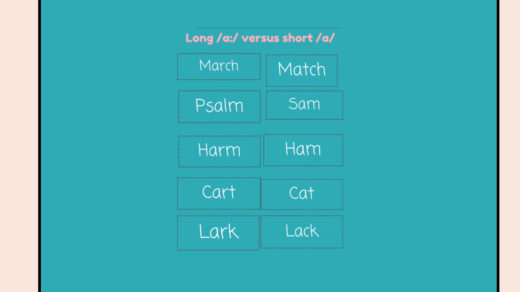I'll go over it again the other way around. March, match, Sam, ham, cart, cat, lark, leg. Okay, I hope you're following and you're pronouncing along with me. So, those are the words under the short R and the long R.